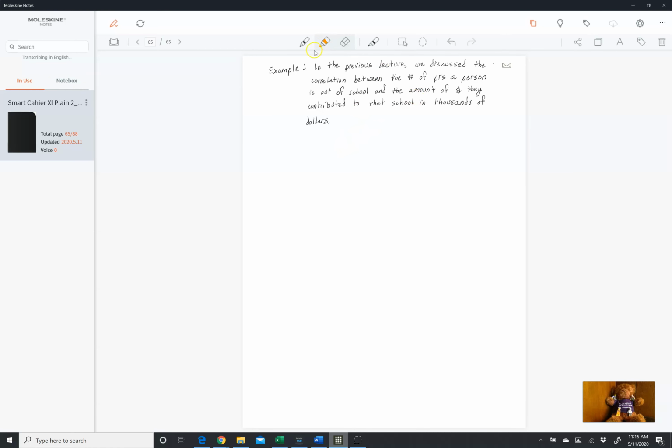Okay, so in order to find a regression line, you have to have the data. So I'm going to rewrite the data for you here, and then we're going to do all of our calculations. Okay, so we had number of years out of school. This was our x, our independent variable. And then we had the annual contribution, which was our dependent variable. The annual contribution changed based on the number of years that somebody was out of school.